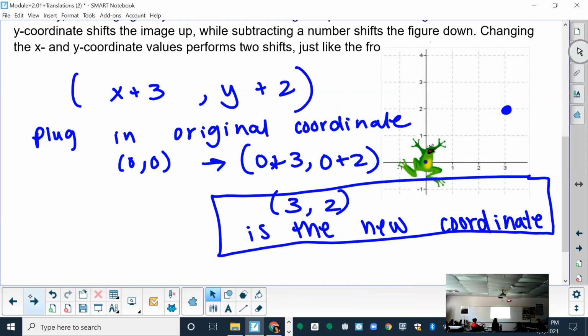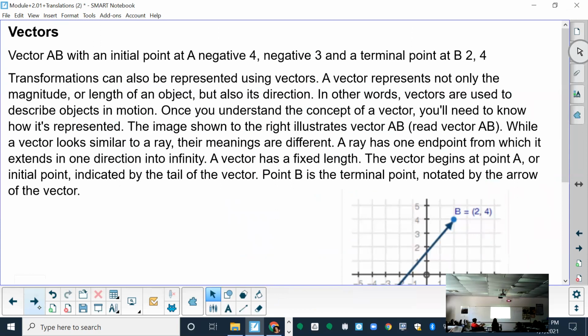All right, the next vocab word is something called vectors. So going to the next page. We have vector AB with an initial point at A, -4, -3, and terminal point at B, 2, 4. Transformations can be written using vectors. So let's highlight that important part.